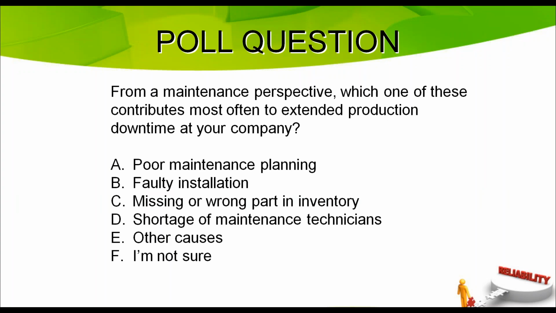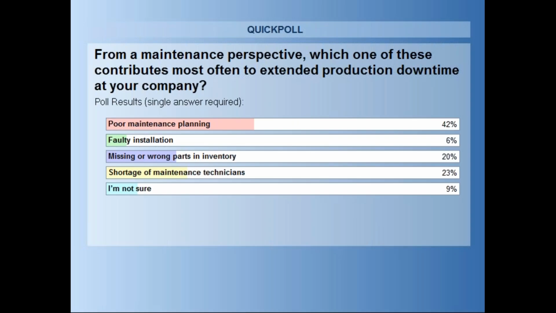Intriguing question. Okay, I'll go ahead and share results then. It looks like of the people who voted here, 42% said it's planning. Only 6% said it was faulty installation. 20% say it's missing or wrong parts in inventory. And 23% say it's shortage of maintenance technicians. Percent say I'm not sure. So it looks like 62%, it's either missing or wrong parts or poor planning, was 2/3 of it. All right, back to you, Dan.